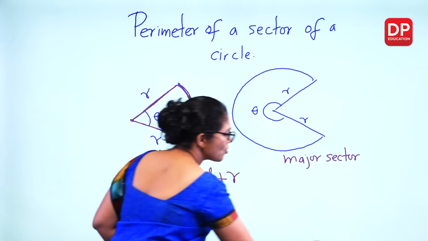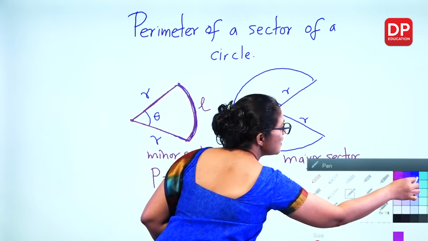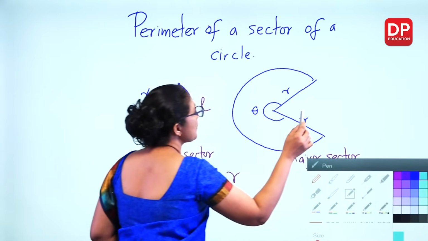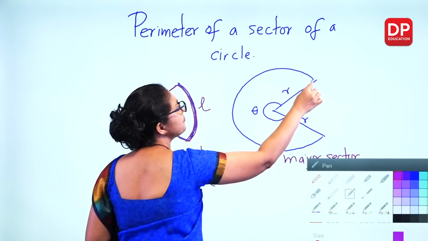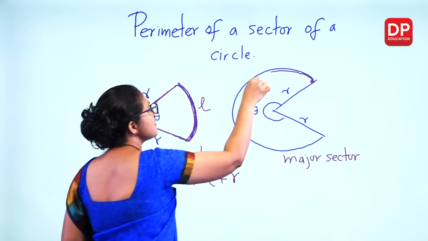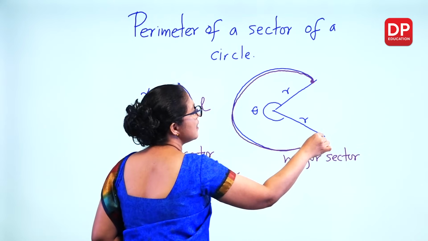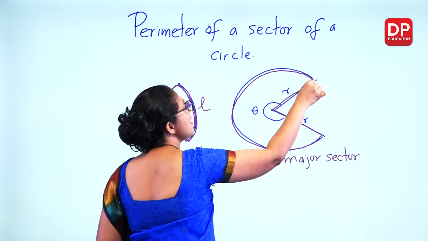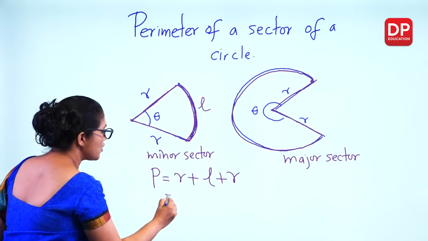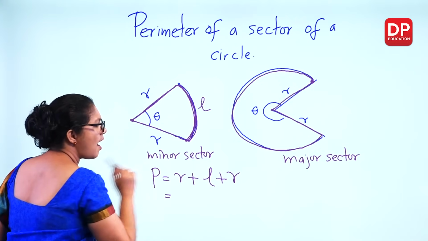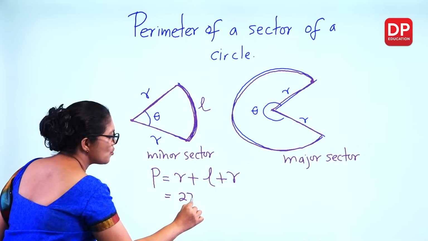So in this case also, see the diagram. Look at the diagram carefully. I'll take this color. If you start from here, this is the arc length, r and another r. So same thing you are getting. Here we'll try to simplify this. r and r, you can write 2r.